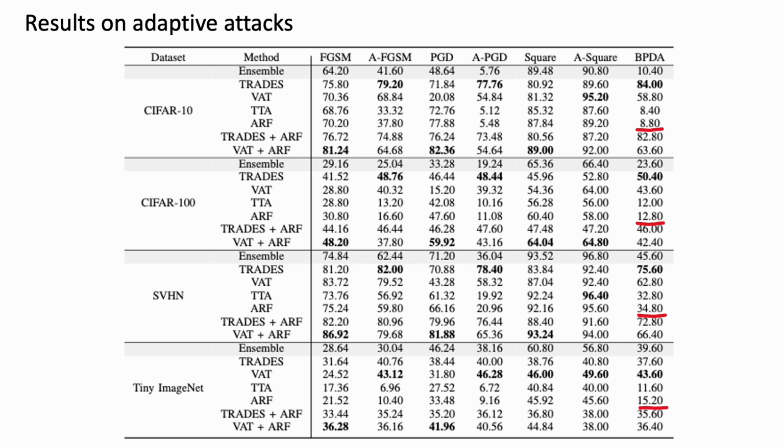Here we can see that our ARF protection can maintain robustness only when combined with an adversarially trained deep neural network. Non-adversarially trained models are greatly attenuated by the BPDA attack. This implies that our model merely does gradient masking.